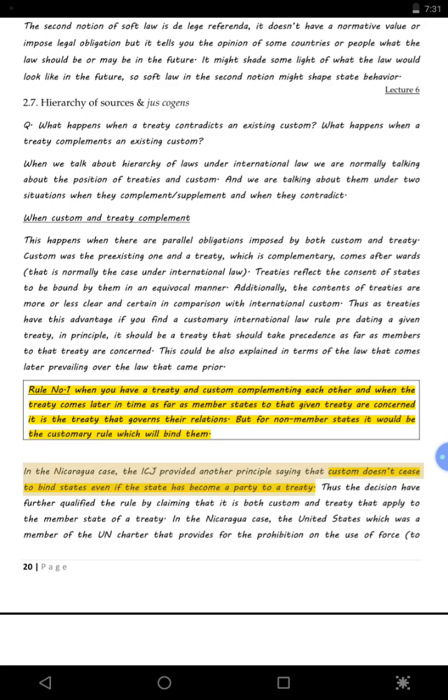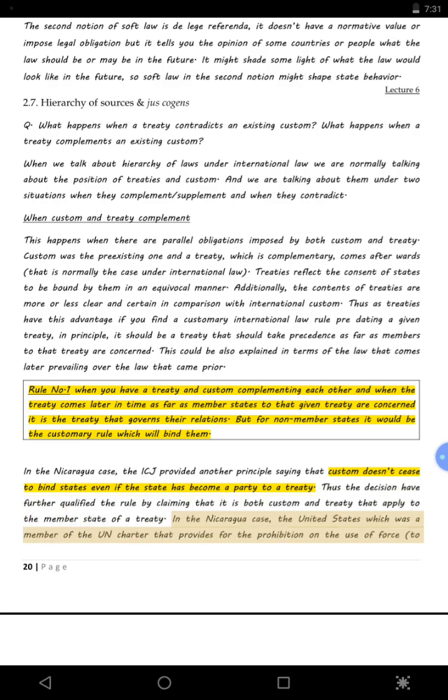In the Nicaragua case, the ICJ provided another principle, saying that custom doesn't cease to bind states even if the state has become a party to a treaty. Thus, the decision further qualified the rule by claiming that it is both custom and treaty that apply to the member state of a treaty.